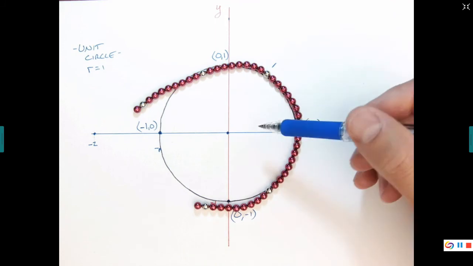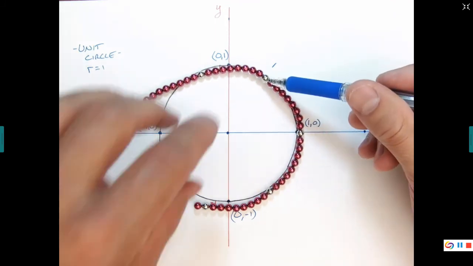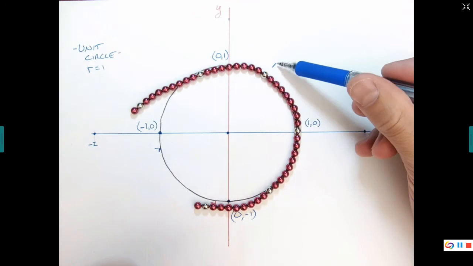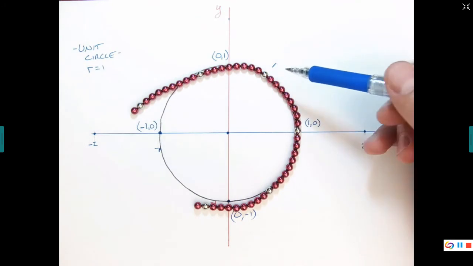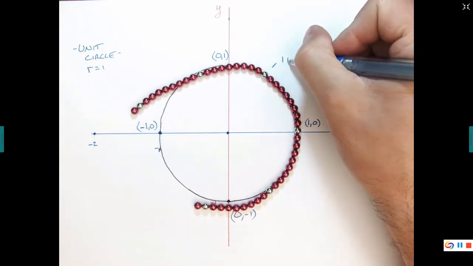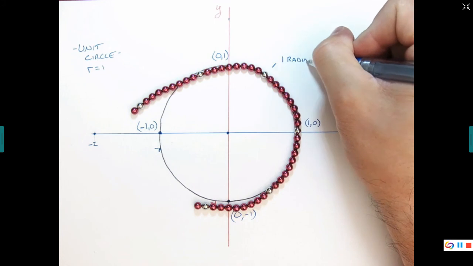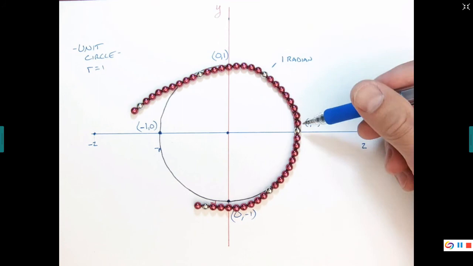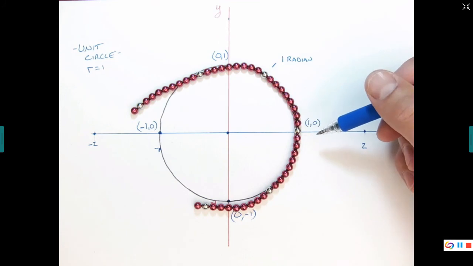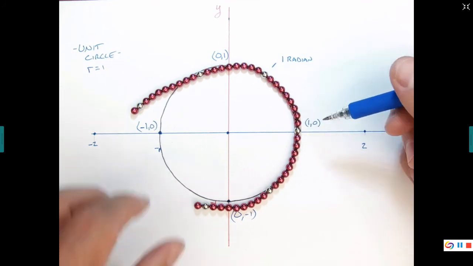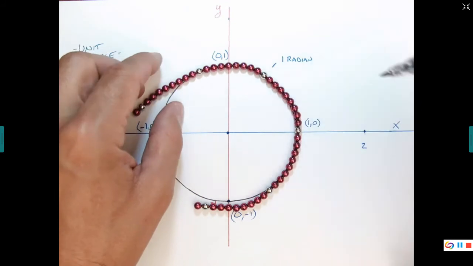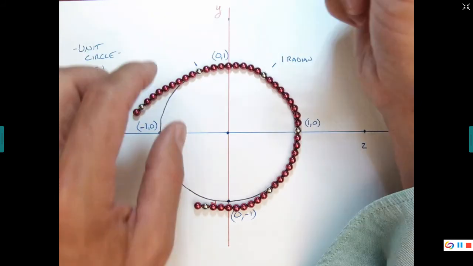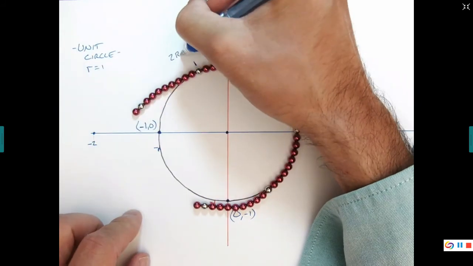The angle measurement that we'll find at this marking will be known as 1 radian. 1 radian will have this radius length mapped out as our arc length. So where would 2 be? Well, over here somewhere. Here would be 2 radians.